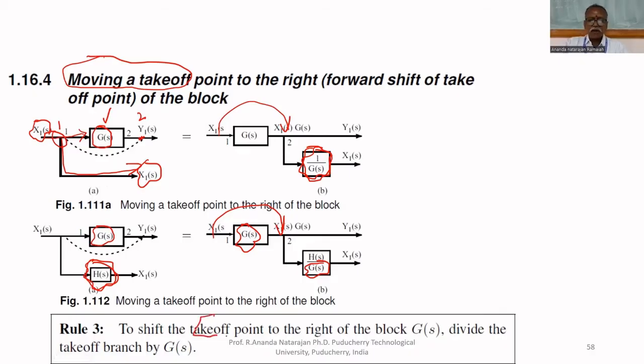Therefore, to shift the takeoff point to the right of the block, divide the takeoff branch by G of S. That is the rule, third rule. Rule number 3.